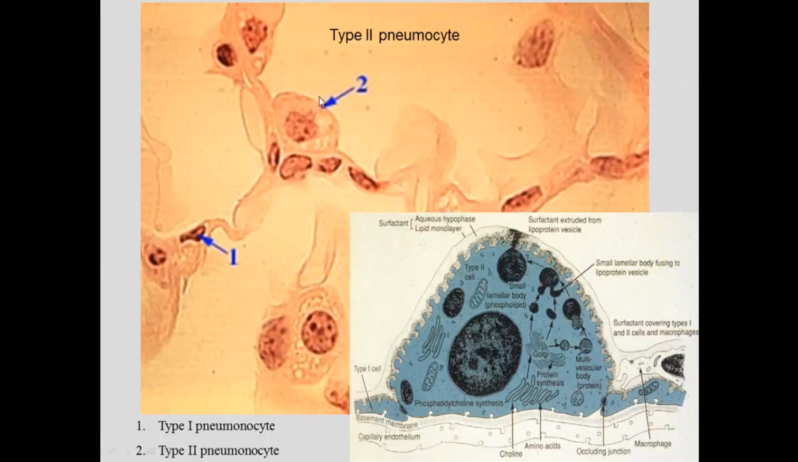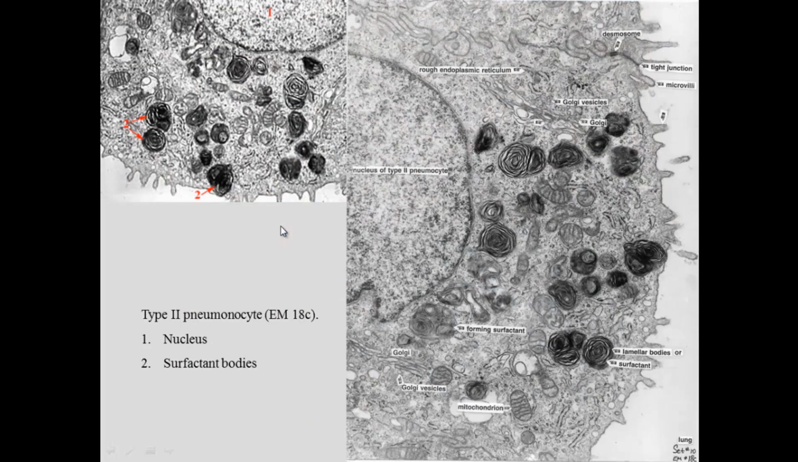Here you see a type 2 cell here, which is attached to the wall. See the white structure there? That is the surfactant. It's a lipid protein substance that coats the surface. It coats the inside surface and reduces surface tension within the alveolar surface. And here we can see one of those cells, a type 2 cell.